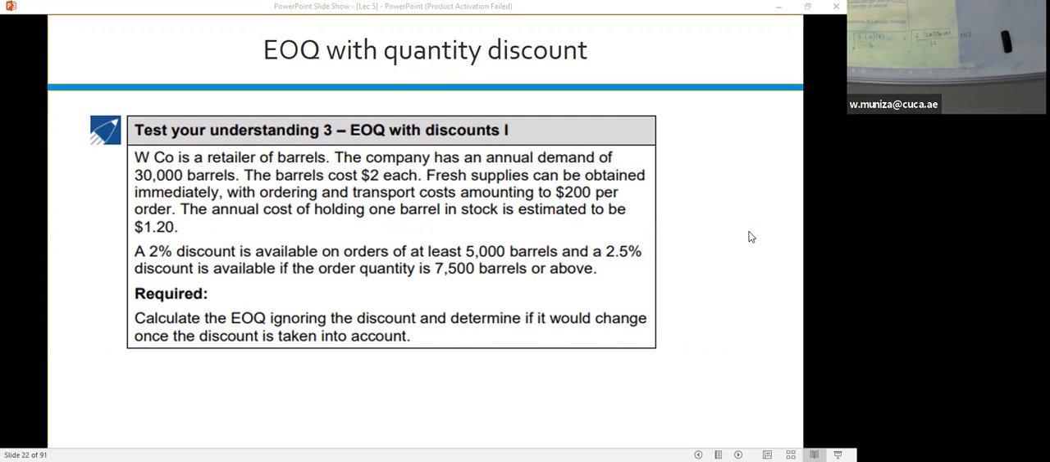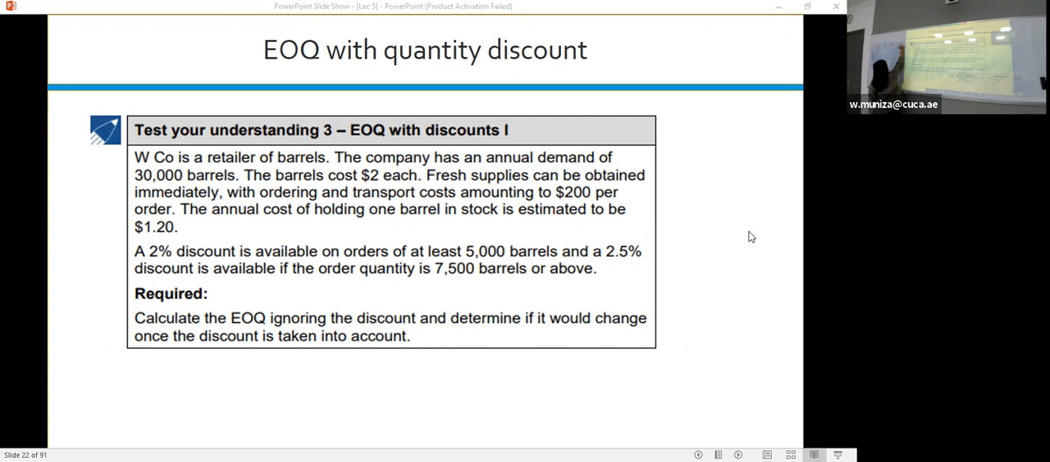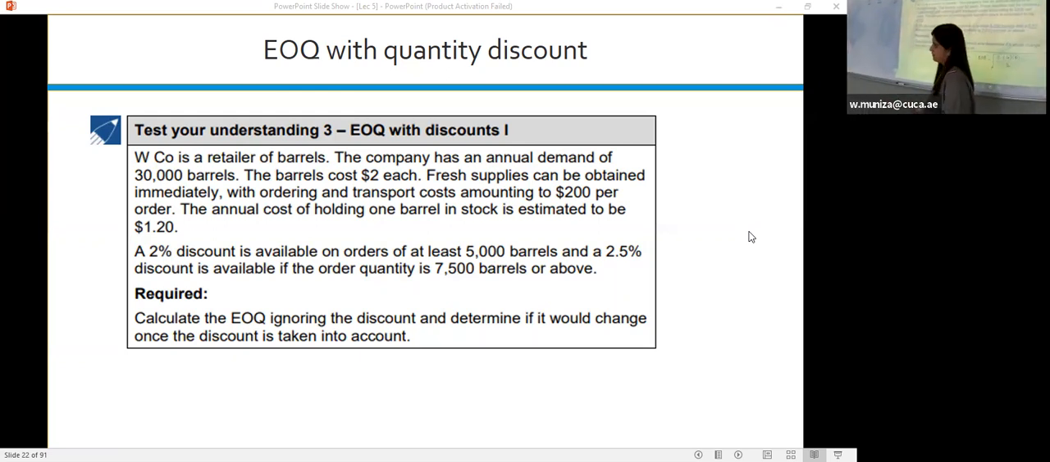You are going to see the total cost at 3162 units. That is your EOQ. You are going to calculate the total cost at 5,000 units. You are going to calculate your total cost at 7,500 units. You are going to compare the results. Whichever is giving you the least amount of money is going to be your answer.